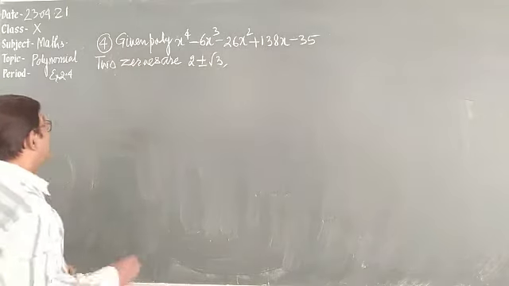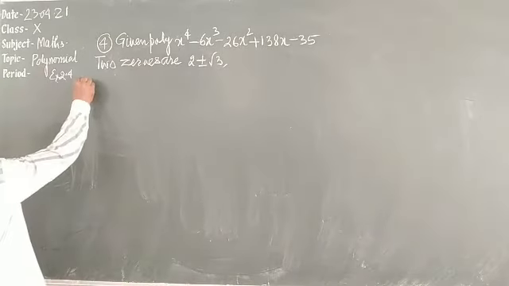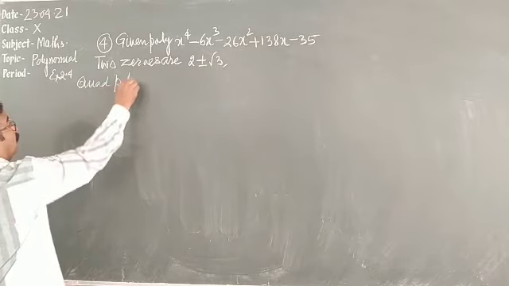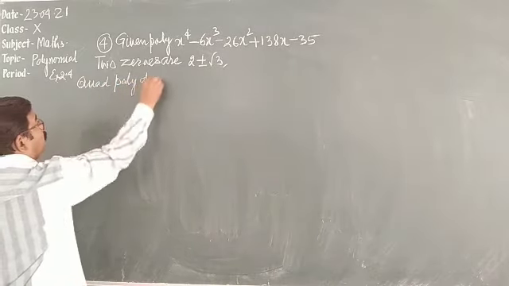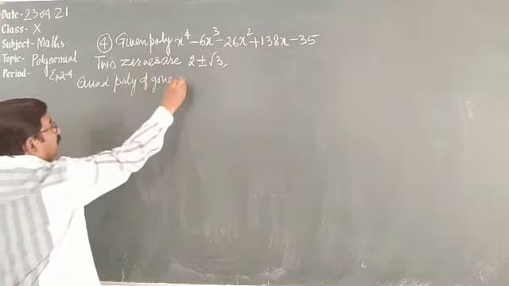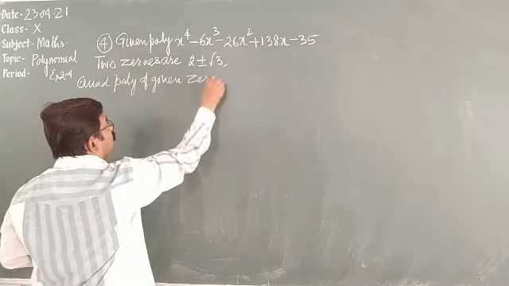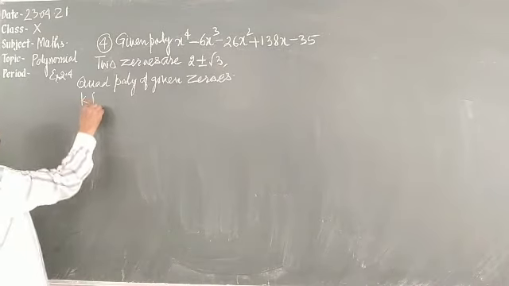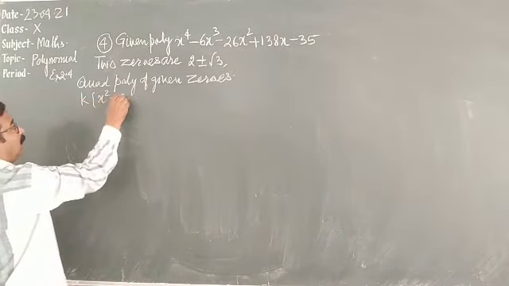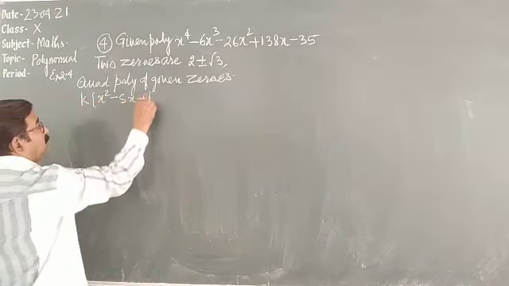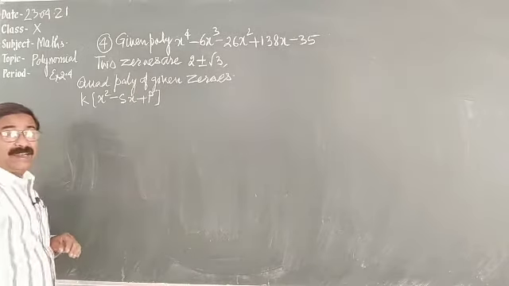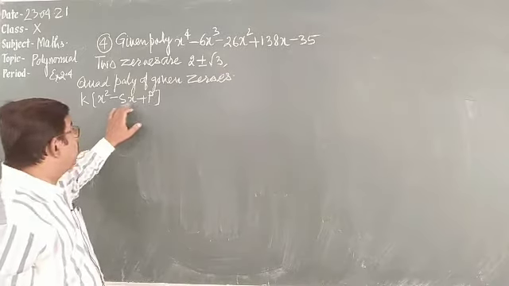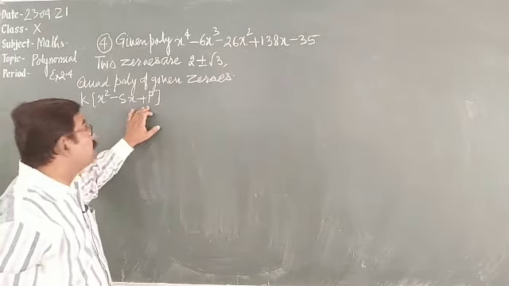So how to find? I have told earlier, we write like this: quadratic polynomial of given zeros. How? k times of x square minus sx plus p. What is the idea of s and p? s stands for sum of zeros, p stands for product of zeros, right?